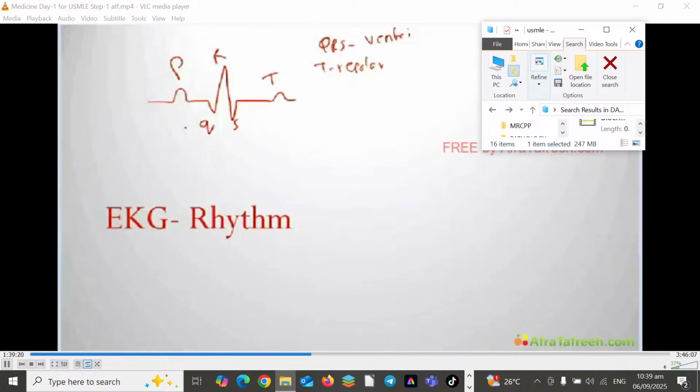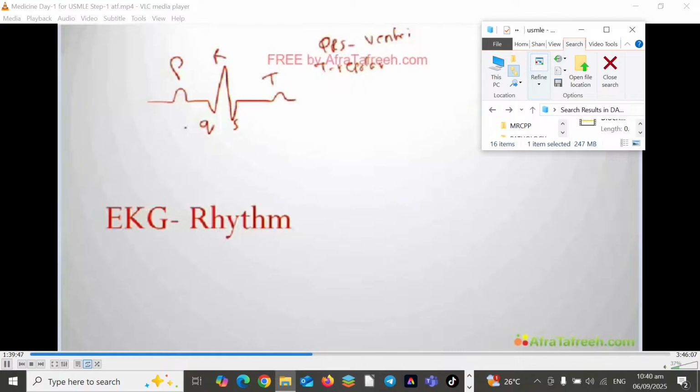Any positive deflection from the ventricle will be called the R wave. Any negative deflection from the ventricle following the R wave will be called the S wave. This is a convention. Is it clear?